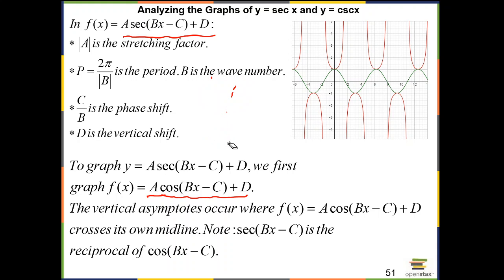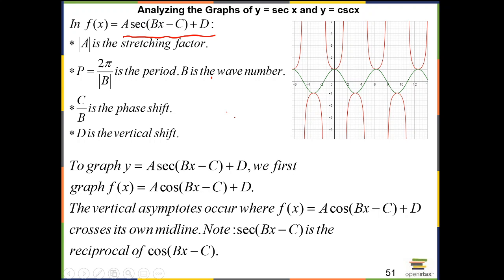Again, it's not true that this whole thing is a reciprocal of this whole thing. That's not true. Only this part of it is the reciprocal of this part.